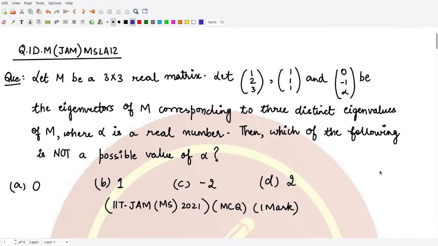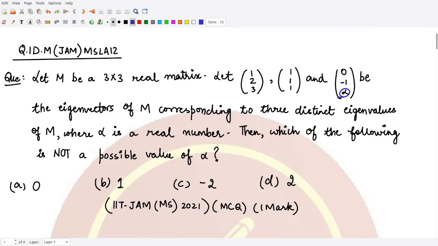In this video, we'll be looking at another question from the JAM Mathematical Statistics 2021 examination. This is a 1 mark MCQ type of question. Here they are saying that M is a 3 cross 3 real matrix and these 3 vectors are given to be the eigenvectors of the matrix M corresponding to 3 distinct eigenvalues, right, this is important, where alpha is a real number.